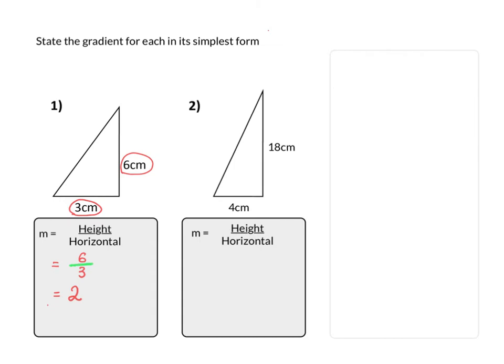Question number 2. This time we have a height of 18 and a horizontal distance of 4. Again, this line here means divide. Can you do 18 divided by 4? No calculators allowed for this. 18 is not in the 4 times table, so I'm going to give that division a miss. Can I simplify it down? What goes into 18 that also goes into 4? I think the biggest number is 2.